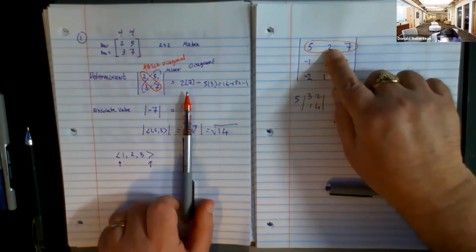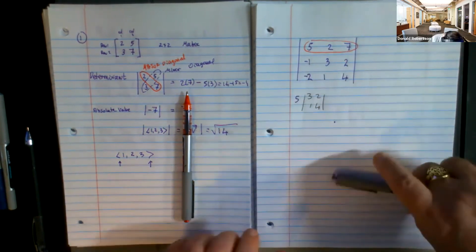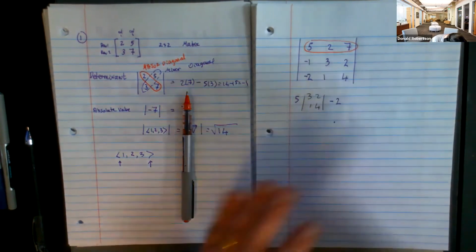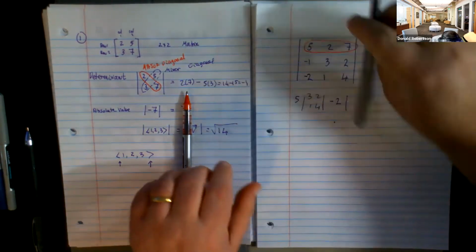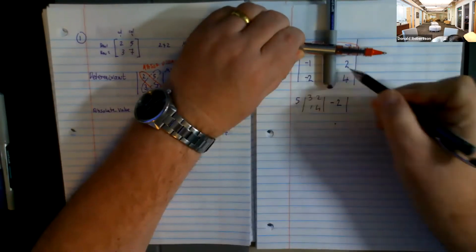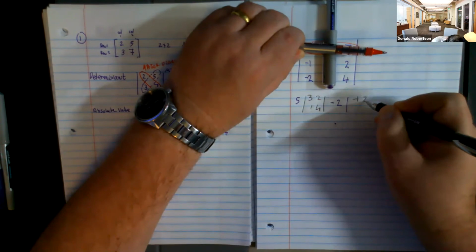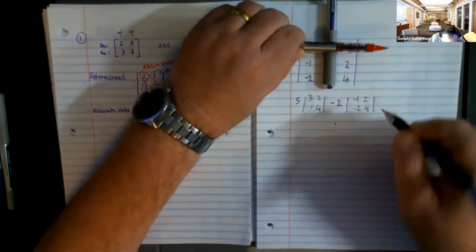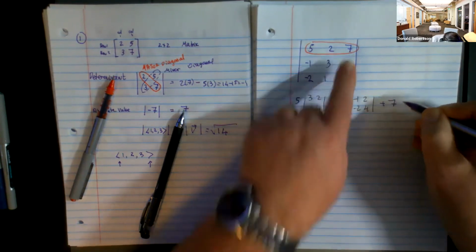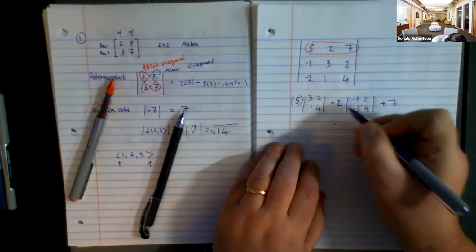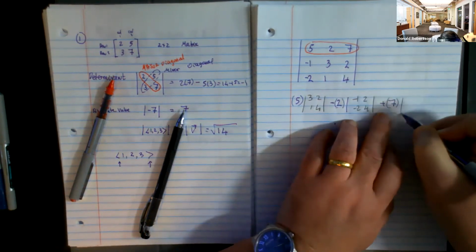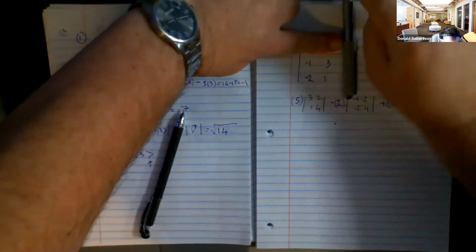The next number is a 2. And it's negative whatever that number is. That's the row. And if you cover up the row and the column that it's in, do you see you're left with a -1, 2, -2, 4 guy? And then you've got the third one, which is back to 7. So it's 5 times this, take away 2 times this, plus 7 times that guy.